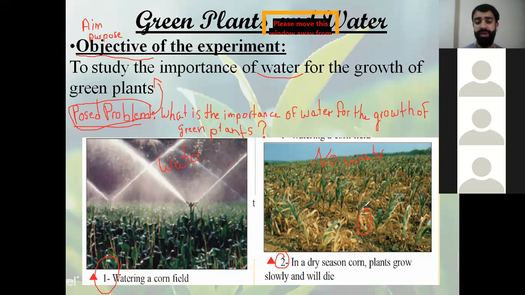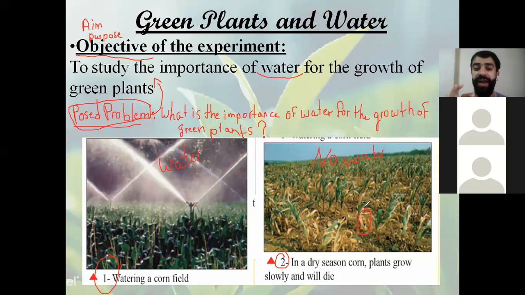So here we have water in figure 1 and here we have no water. So if I ask you, Hassan, what is the variable factor between plant 1 and plant 2? Can you tell me, Hassan? Yes, Ustaz, what's the question? What is the variable factor between plant 1 and plant 2? In plant 1 we have water, in plant 2 we don't have water. So what is the variable factor? The water. Water, very good. So water is the difference between plant 1 and plant 2. So this is called the variable factor.